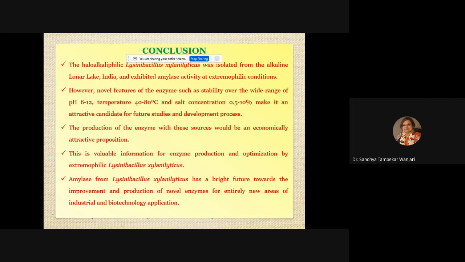The novel features of this enzyme, such as stability over a wide range of pH, that is 6 to 12, temperature, that is 40 to 80, and salt concentration, that is 0.8 to 10%, make it an attractive candidate for future studies and development processes. So the production of this enzyme from these sources would be economically attractive, and valuable information on enzyme production optimization by the extremophilic bacterium Lysinibacillus xanthophilus. So amylase from Lysinibacillus xanthophilus has a bright future toward the improvement and production of novel enzymes for entirely new areas of industrial and biochemical applications.